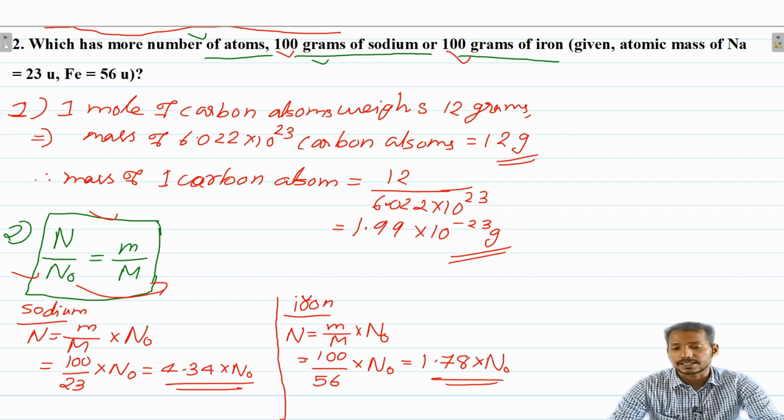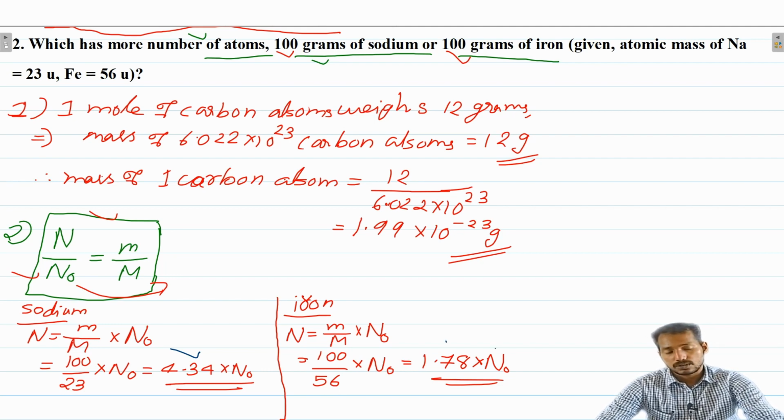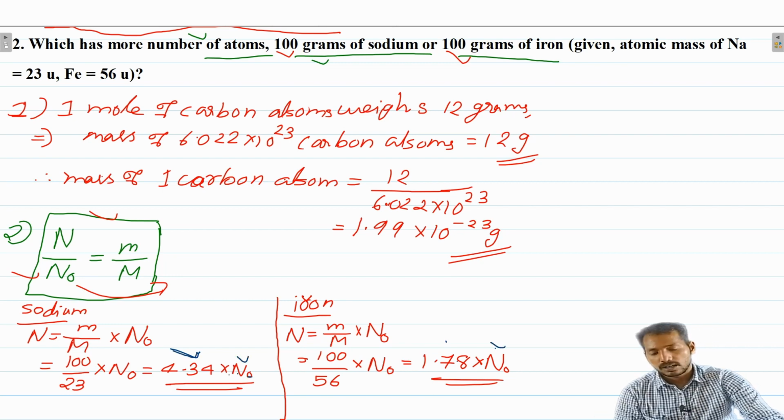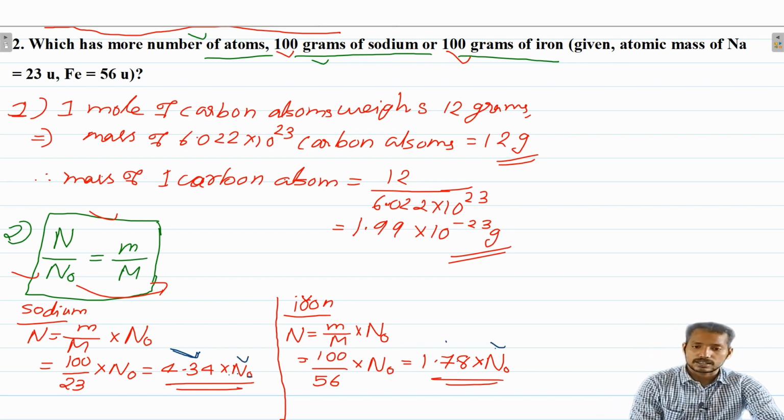So which one will be greater? Which one will have more number of particles? 4.34 into 6.02 into 10 raised to 8 is greater than 1.78 into 10 raised to, sorry, 60 into 6.02 into 10 raised to 23. We don't need to express this number actually, because this N0 is same for both. Let's take some exercise questions to discuss that one.